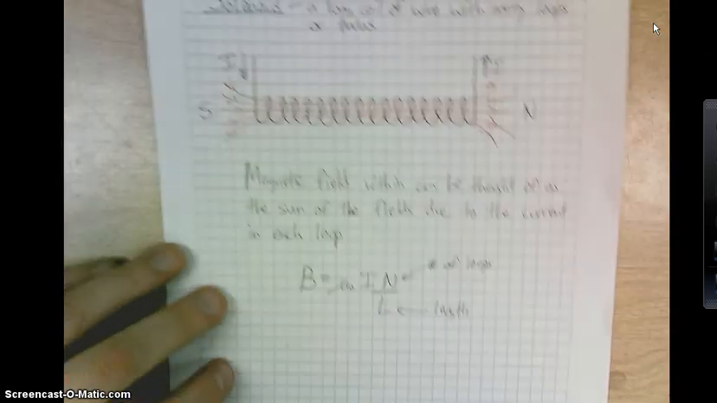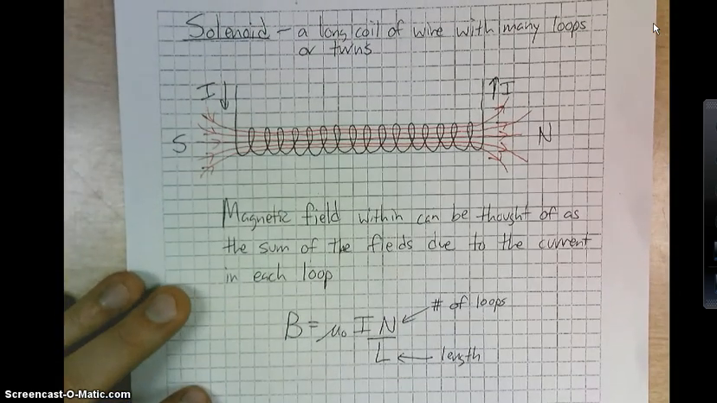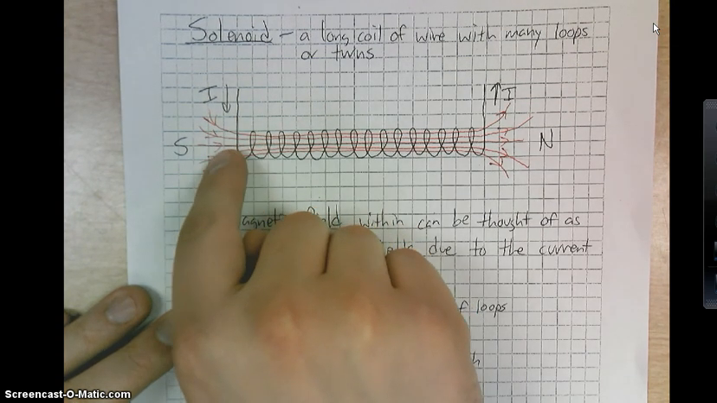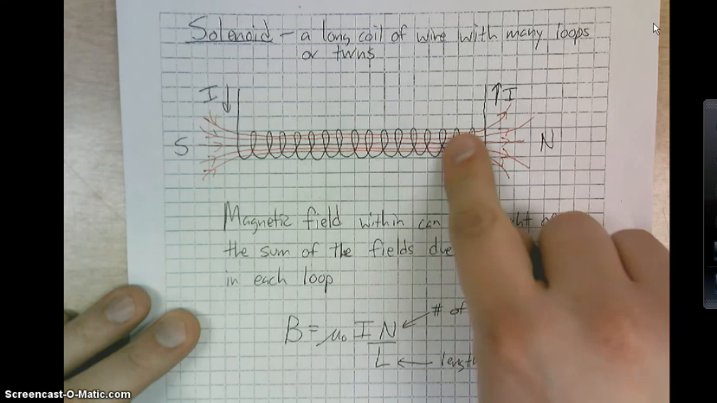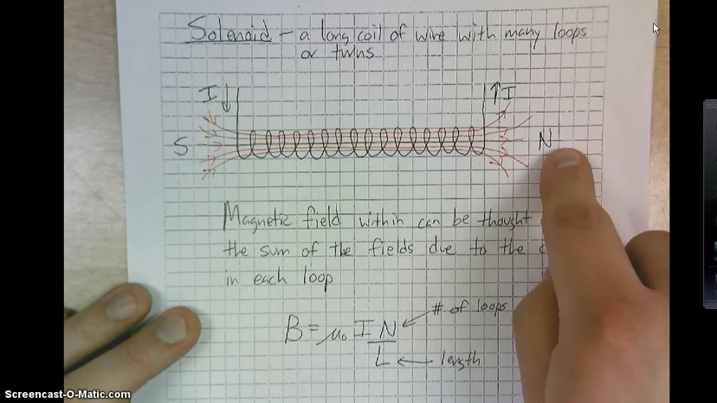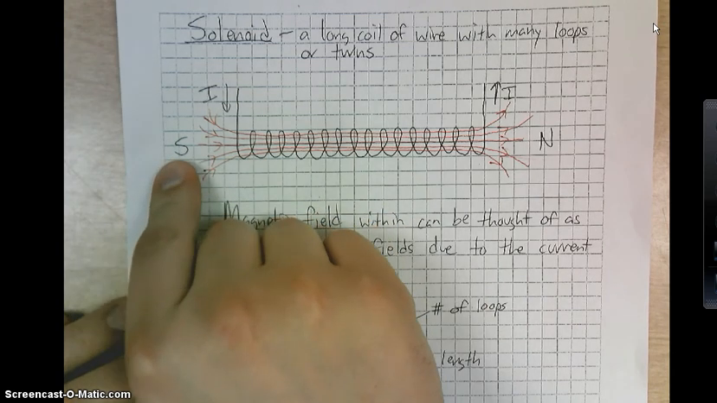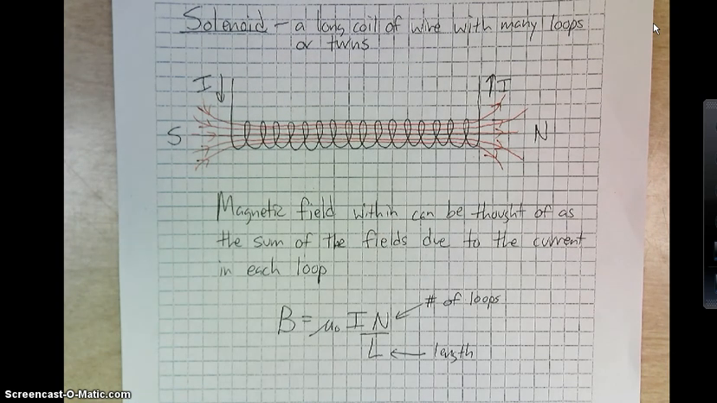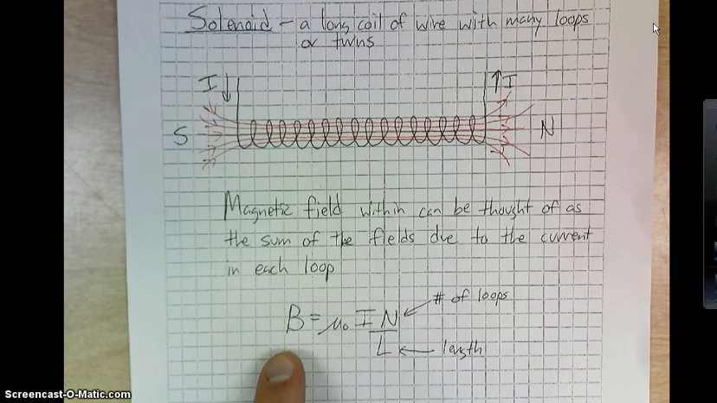Now that's very awkward to do in this video, but what it essentially means is that you create a spot where the field is going in through all these loops and coming out the other side, which basically produces a magnetic field with a north end on this side and a south end on this side. You can think of it as the magnetic field is really the sum of all the fields due to each loop.